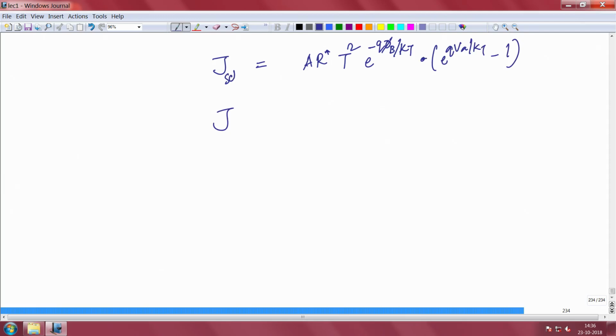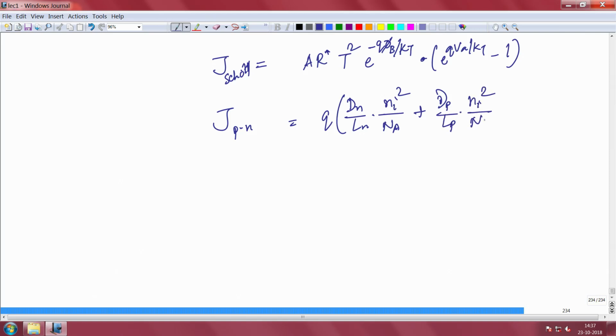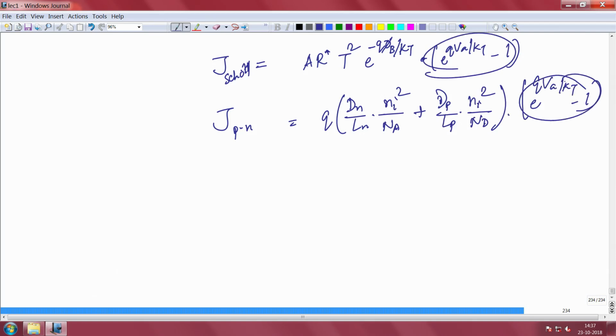This is a Schottky junction, and for a PN junction, this is given by q Dn by Ln ni square by Na, for example, plus electrons are moving there, plus Dp by Lp into ni square by Nd, again into e to the power q VA by kT minus 1. So this term is the same. The rest of the terms don't matter so much, it is the exponential term that matters.